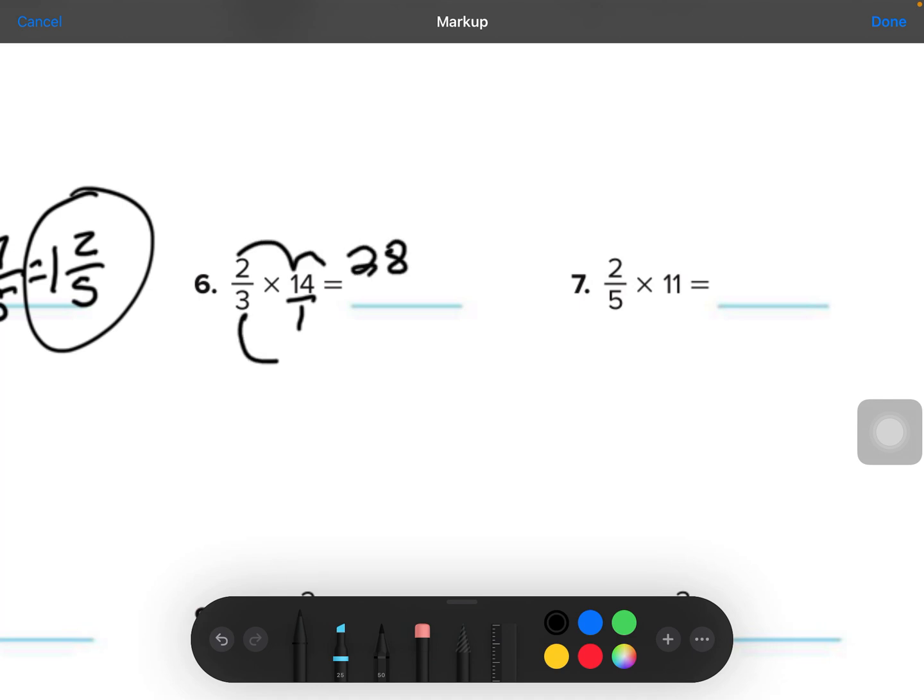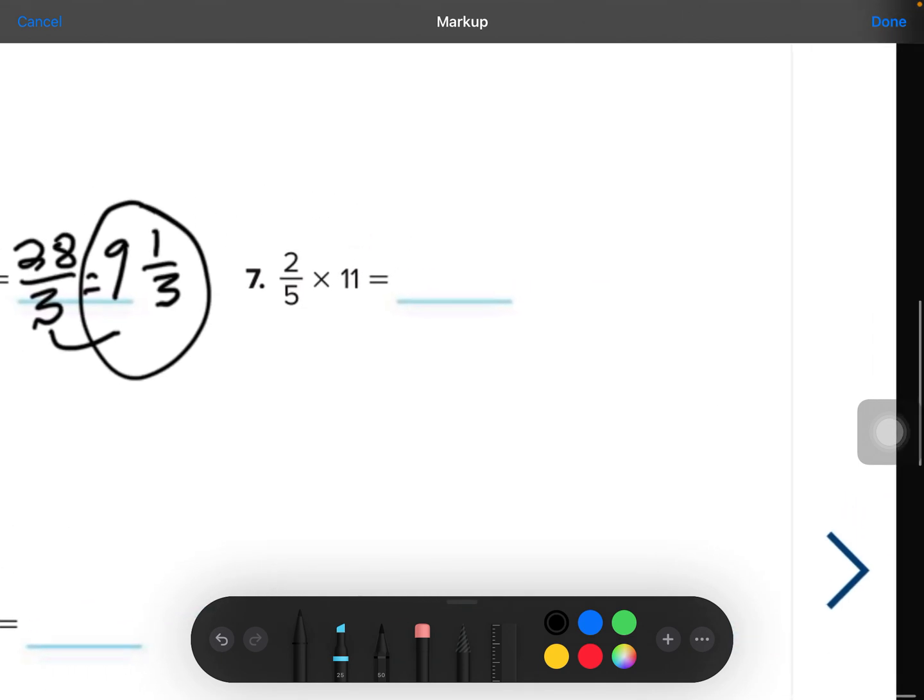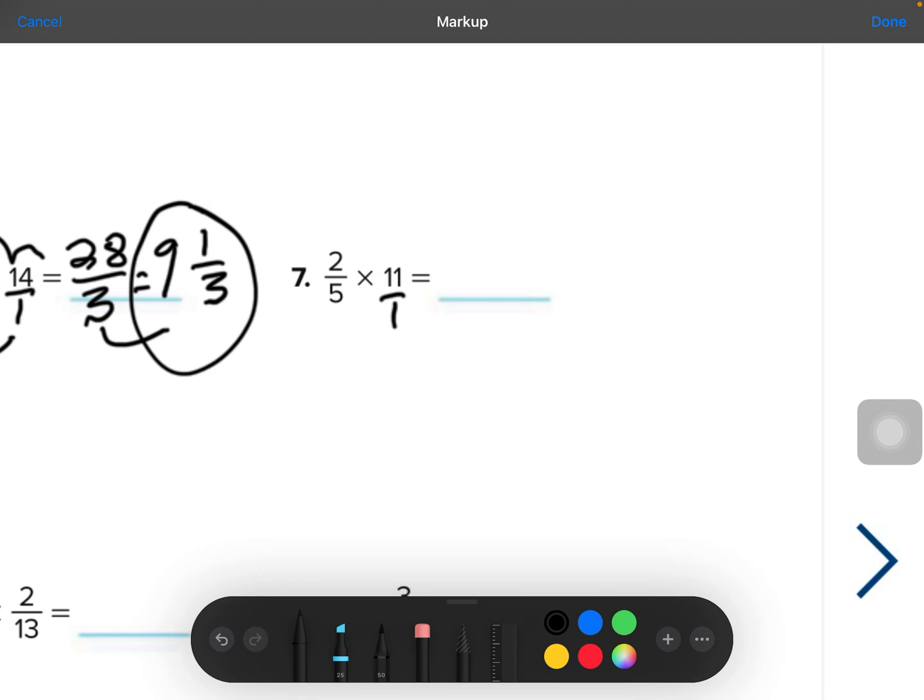Number 6, I'm going to do 14 over 1. 2 times 14 is 28. 3 times 1 is 3. I know 3 can go into that. Let's see. It'll go into about 9 times, would be 27. Then there'll be 1 left over, and bring the denominator over would be 3.